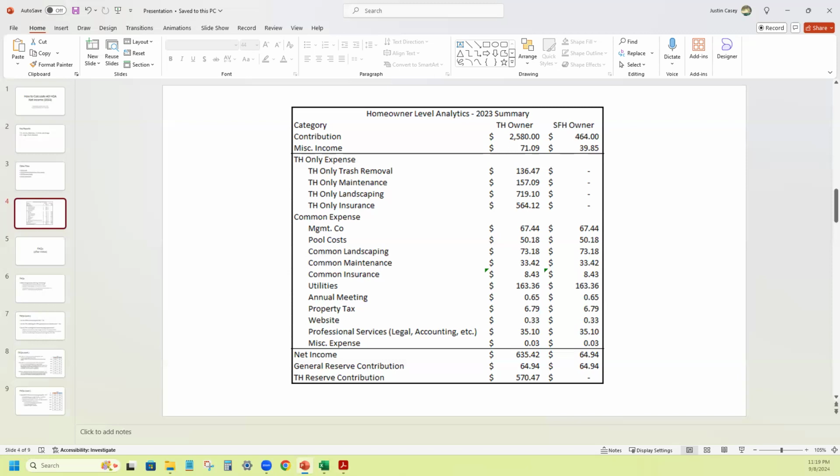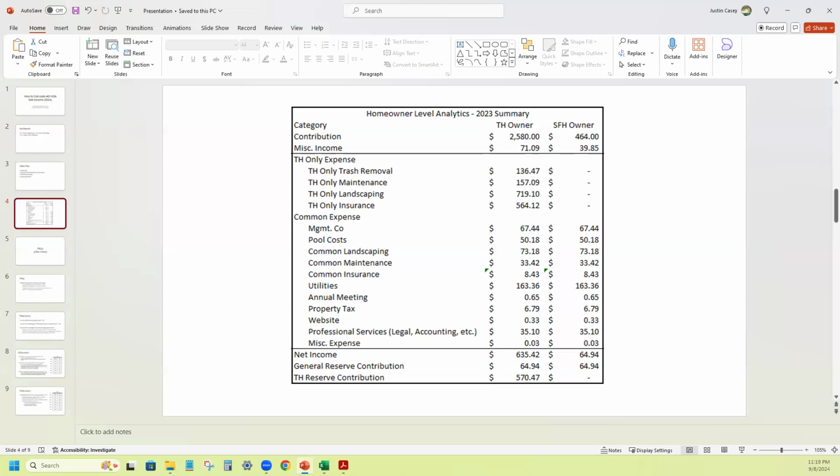We can talk more about insurance later, but whether you were a townhome owner or a single family homeowner, you spent $68 on management, $50 on the pool, and $73 on landscaping for common areas. And we got the common areas a lot tighter after the last meeting, so I'll dive into that rather, as one of the first things in this video. Common maintenance is $33, which is essentially the pool, the clubhouse, and irrigation, things of that nature.